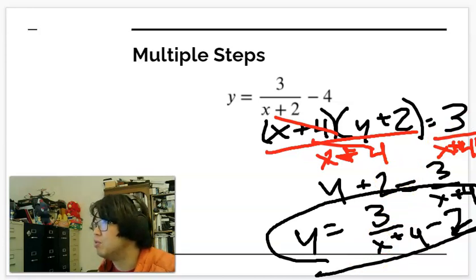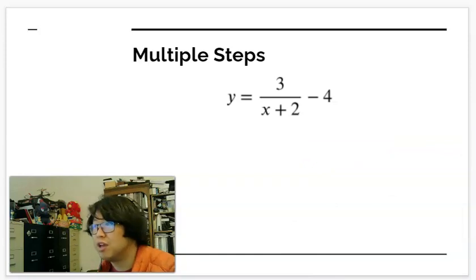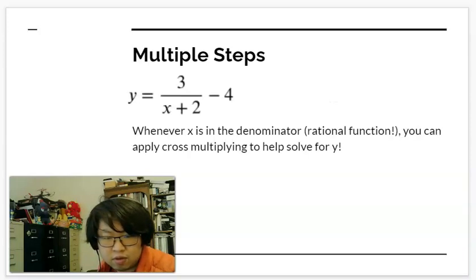So let's go ahead and move on. Let's do another example of a multiple step problem here, one you will definitely see in the module. Yeah, so here's that cross multiplying step. You can do that as well.